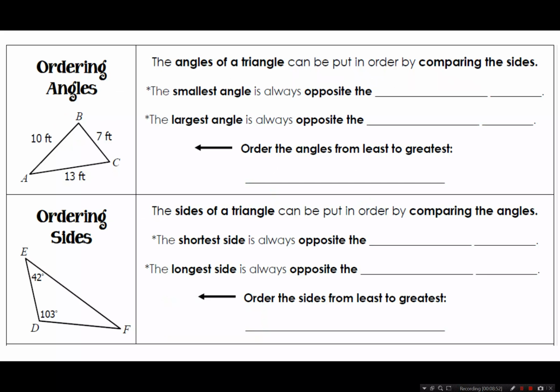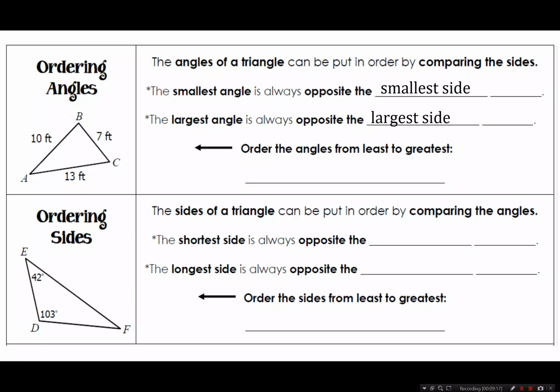Alright, so we can also use inequalities to give us what angles or sides are the biggest if we know some information. The angles of a triangle can be put in order by comparing the sides. The smallest angle is always opposite the smallest side. The largest angle is always opposite the largest side.